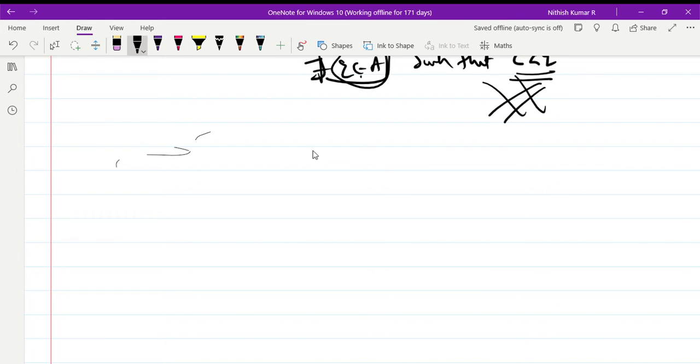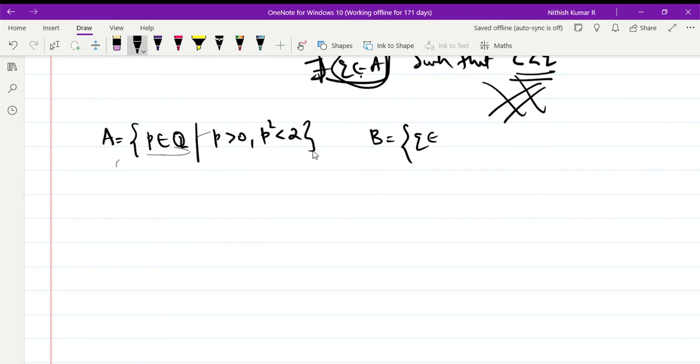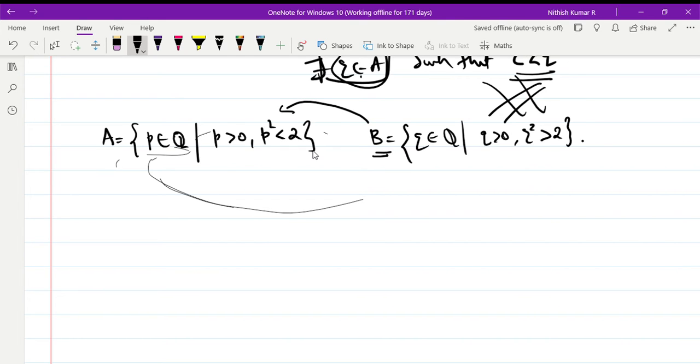Just recall the set once again. A is equal to p belongs to Q such that p greater than 0, p square is less than 2, and B is equal to q belongs to Q such that q greater than 0 and q square is greater than 2. Now we have shown that B is the set of all upper bounds of A.